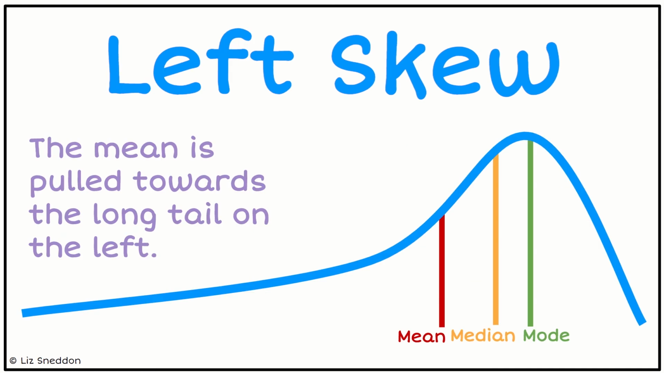If we have left skewed, it's reversed. So the mode is still the tallest peak, the median is still the point where 50% are above and 50% are below, and the mean is being pulled in the direction of that long tail, which is on the left hand side. So that tells me that again my mean is going to be affected by that long tail.